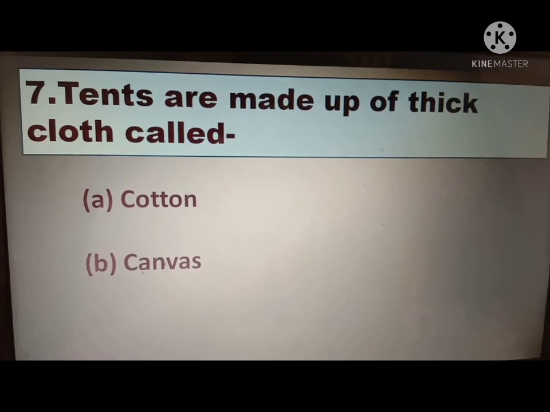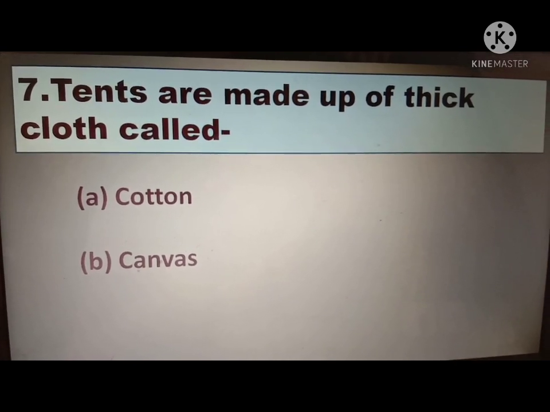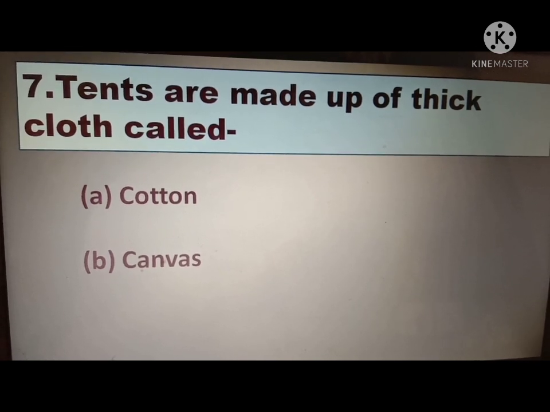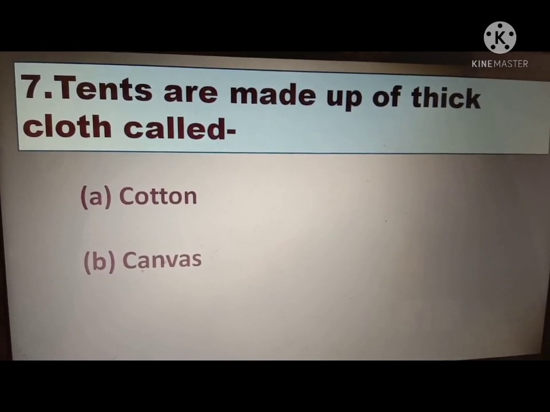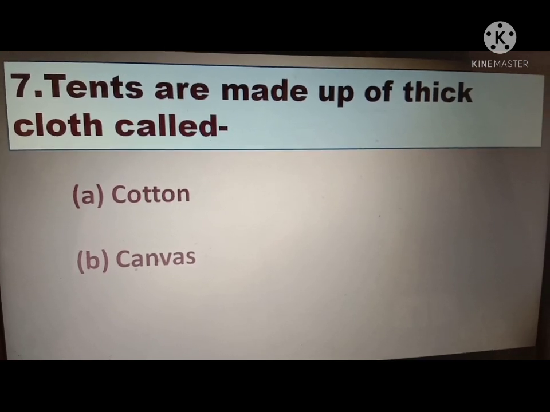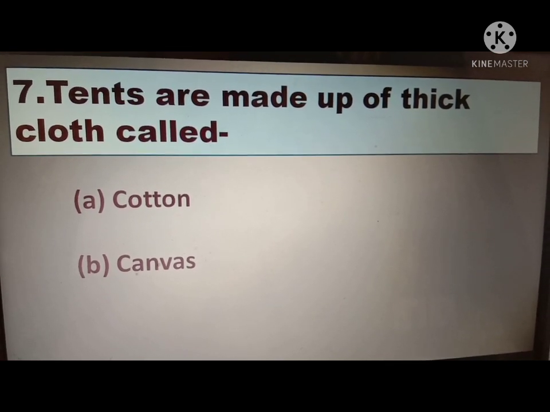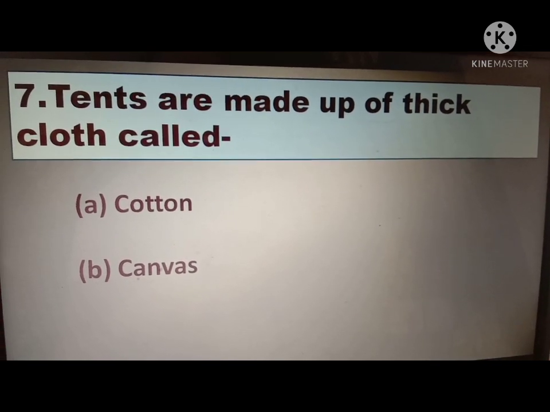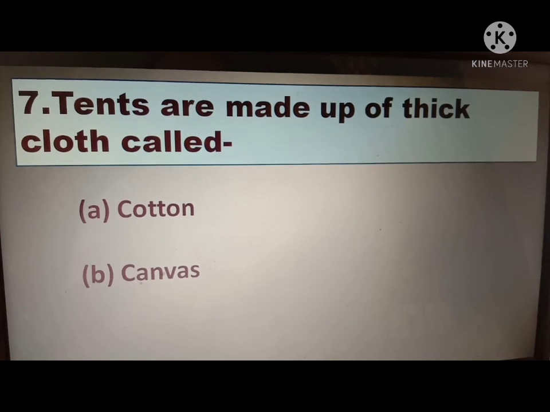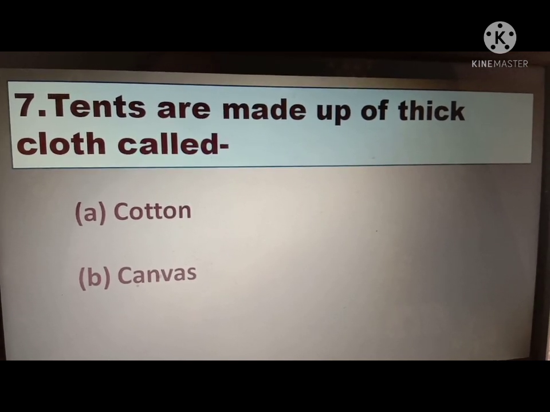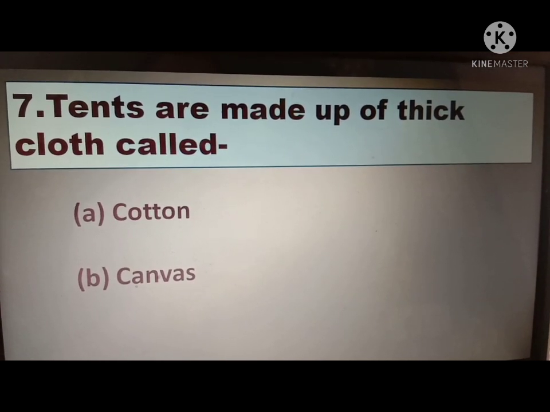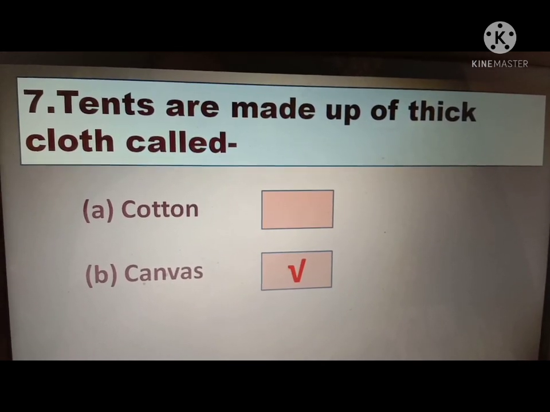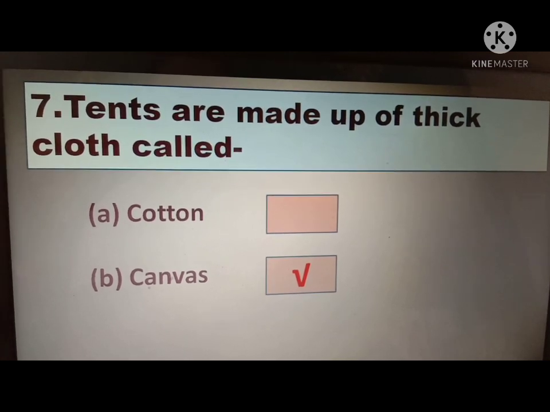Now children, moving to the next question. Question is, tents are made up of thick cloth called, options are A, Cotton, B, Canvas. Children, we have studied this question. Learn this thing that tents are made up of thick cloth and it is called canvas. So canvas is the right answer. Put a tick in front of B option.